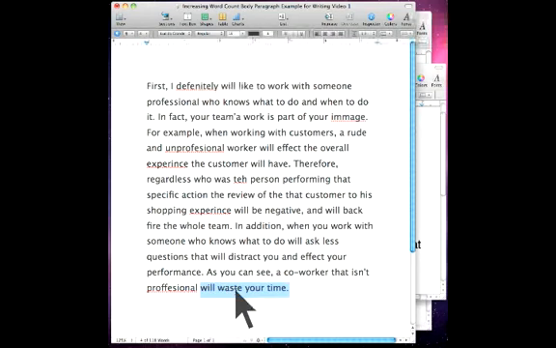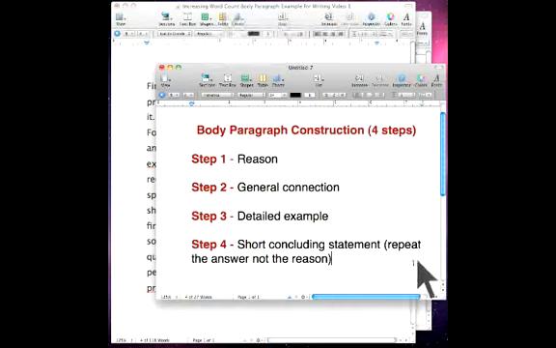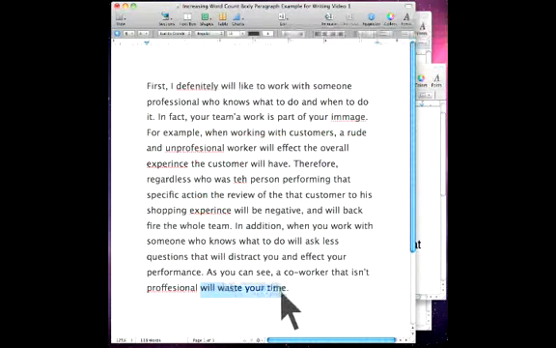So make sure that you are always connected. How are we connected? Repeat the answer, not the reason. And this isn't even connected either. So we would say, as you can see, this experience taught me, or as you can see, a professional coworker is very important to have, because our answer is what's important to have in your workplace or in a coworker. You know, a coworker should be professional. And then that's our end statement. That keeps us focused on what a lot of students lose focus on, which is that the whole focus of our essay is to support our answer. And our answer is in the introduction.